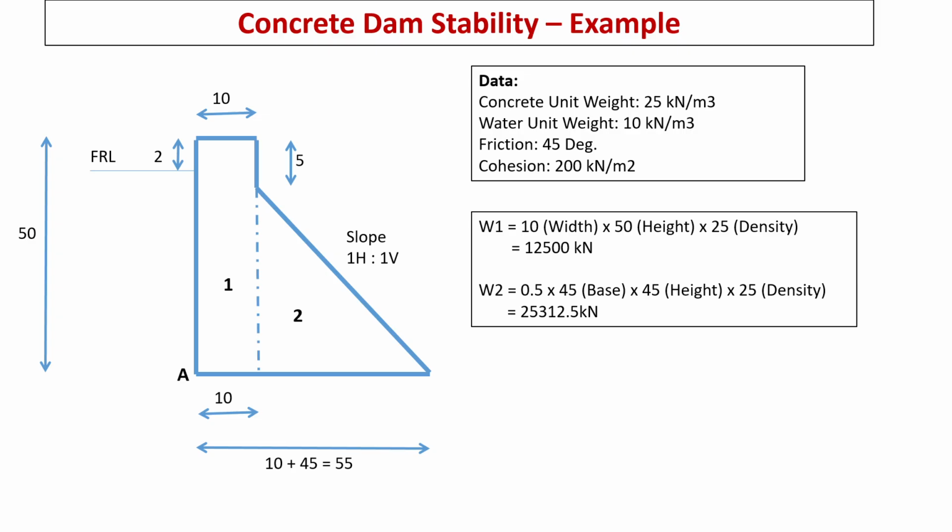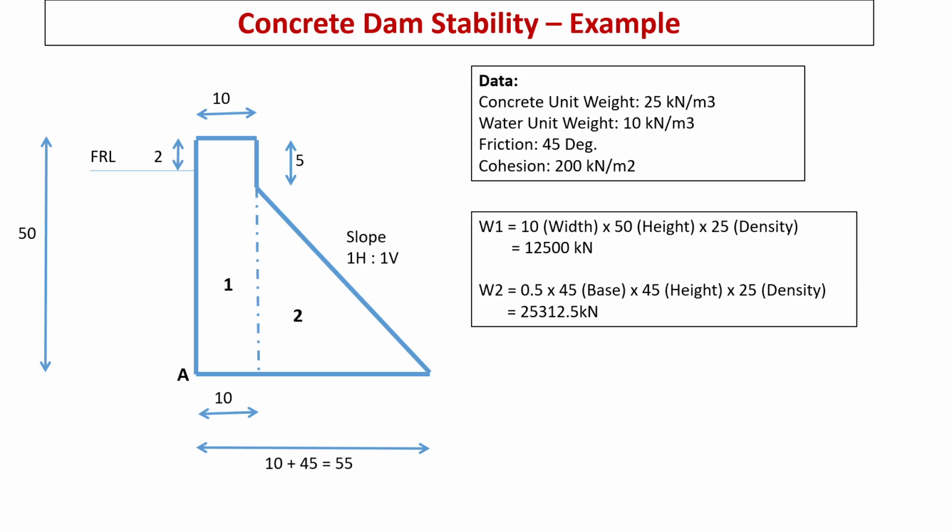Dam body geometries are irregular depending on the complex shapes. For easy calculation, we have to divide into number of small or easy segments. Here we have divided the whole body into two parts, that is, one is rectangular portion and other is triangular portion. Weight of first part is multiplication of width, height and density.